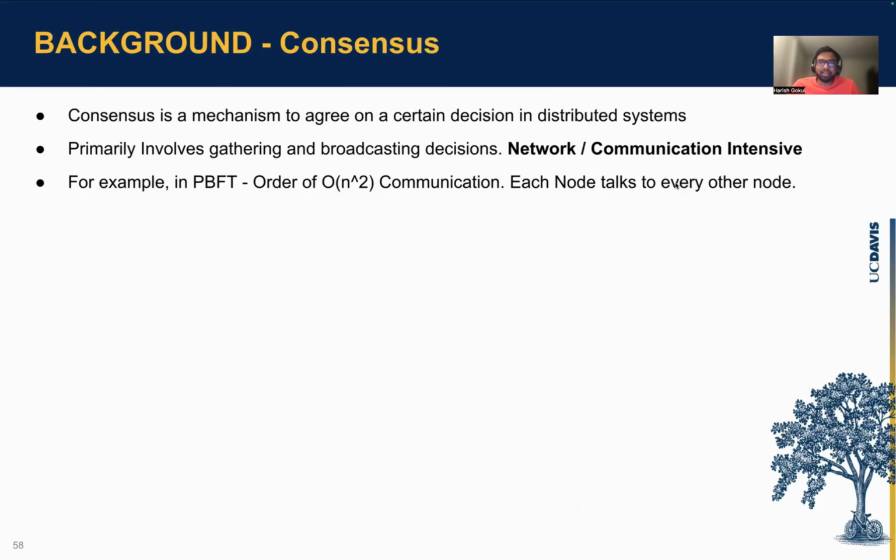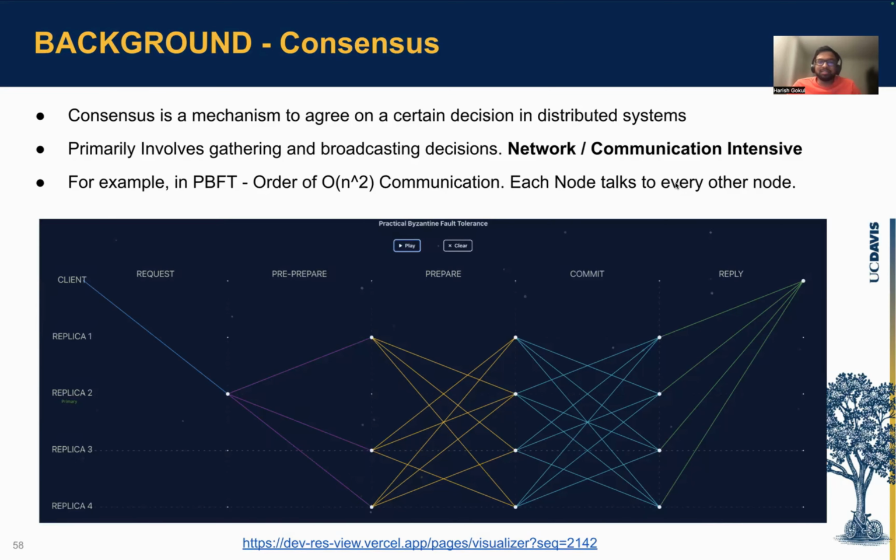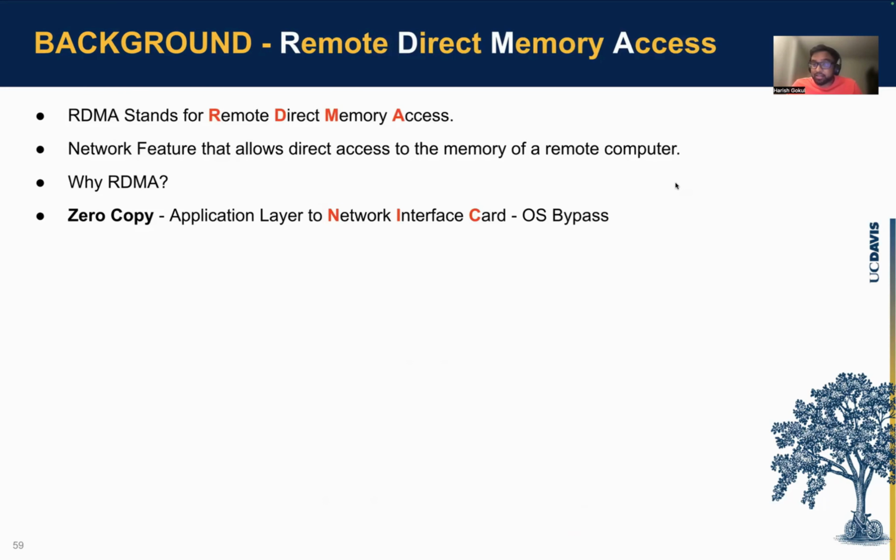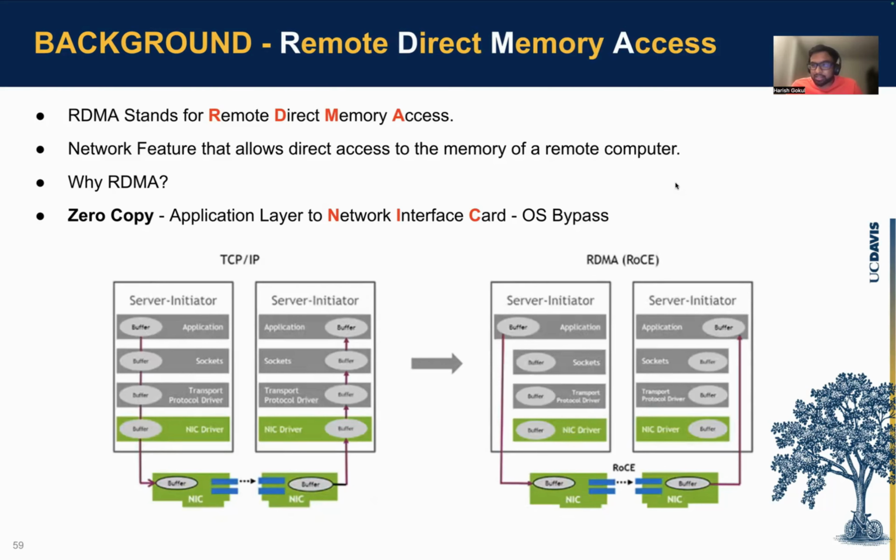So the background in consensus is that it involves very network and communication intensive protocols, often quadratic, or of n squared, in nature, since each node talks to every other node. And this visualization is actually pulled from ResView. So what can we do to alleviate this, to optimize and make this more efficient?